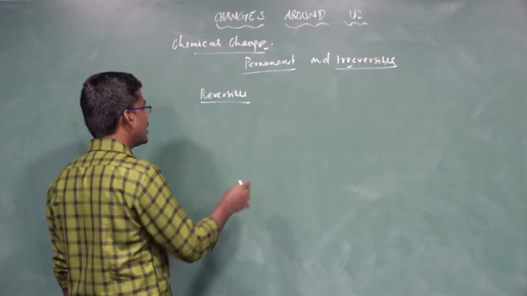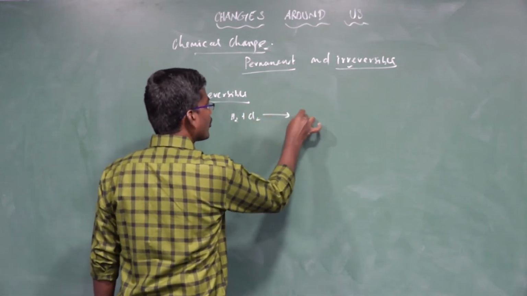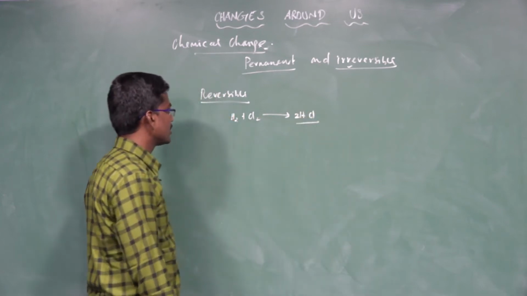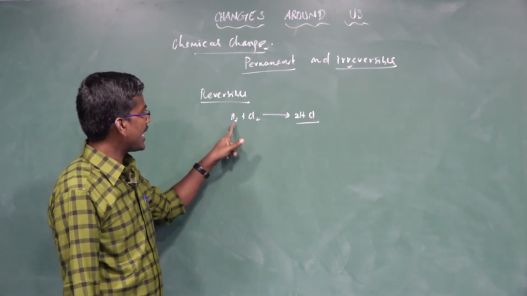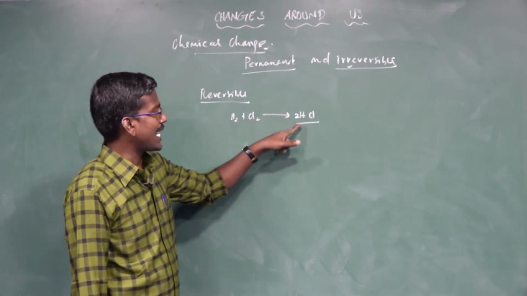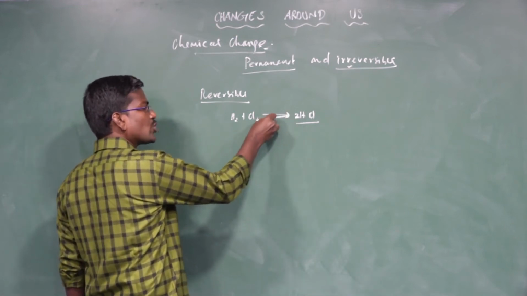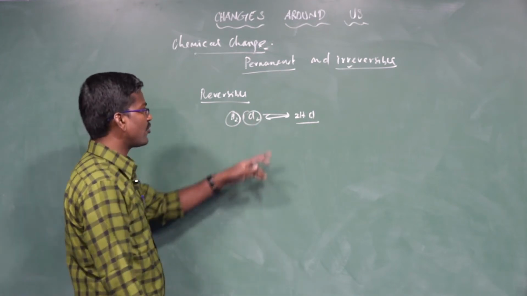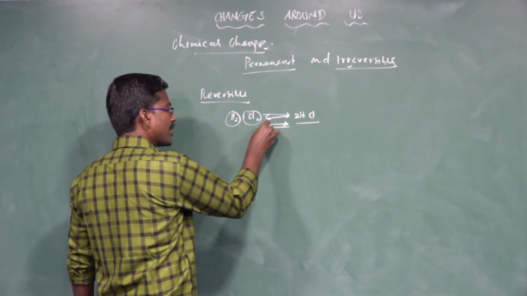For example, hydrogen can combine with chlorine to form hydrogen chloride, HCl, hydrochloric acid. H2 hydrogen, Cl2 chlorine. The hydrogen combines with the chlorine to form hydrochloric acid. The hydrochloric acid again decomposes to form the original reactants H2 and Cl2, shown by a double arrow. One is a forward arrow, another one is a backward arrow.